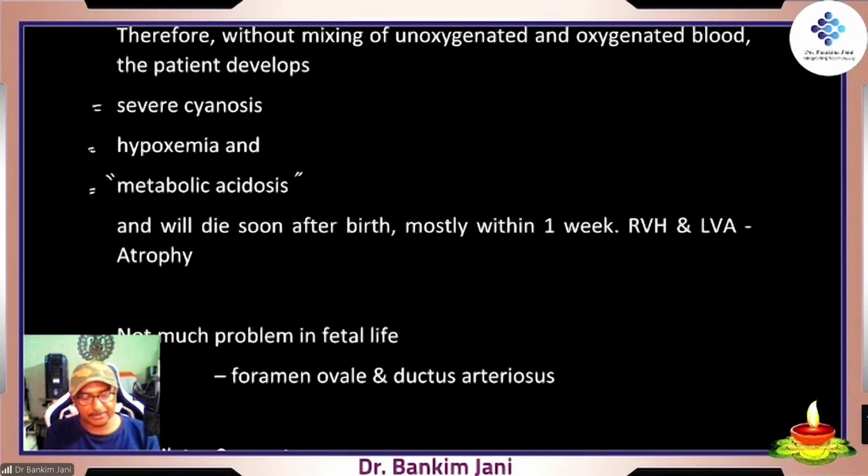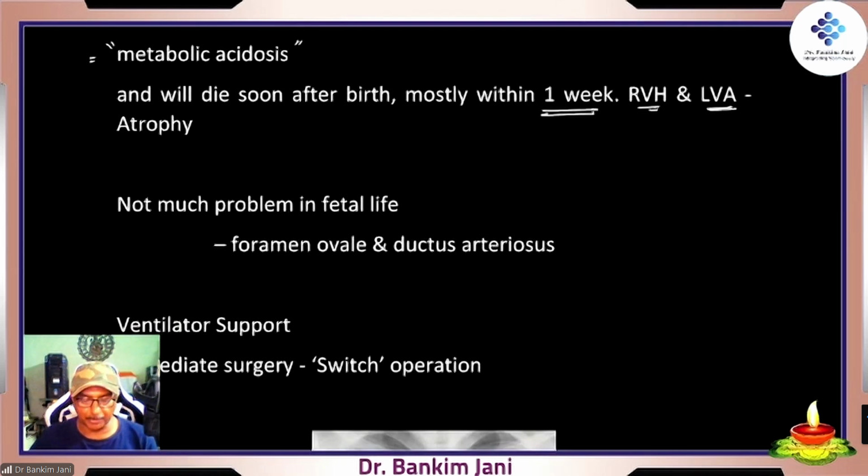So it is a very dangerous thing, and the baby will die soon after birth, mostly within 1 week. Right ventricular hypertrophy and left ventricular atrophy, right? Because of that, they die. Not much problem in fetal life, obviously, because there is foramen ovale and ductus arteriosus, right? So they are getting mixed blood and life is good.